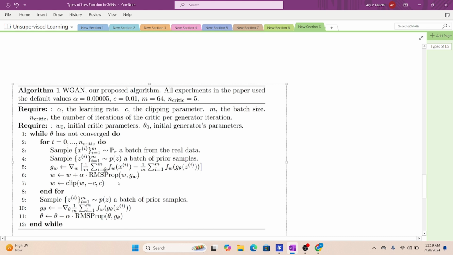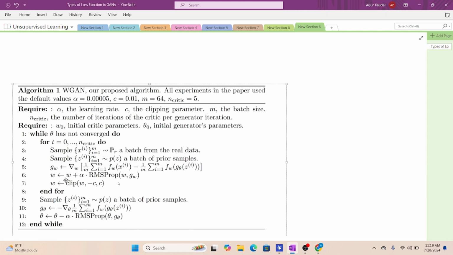We add this because we want to maximize it. So we apply alpha times this RMSProp optimizer and update the weights, and we do clipping here. Clipping means we don't want the values of the discriminator weights to be too large. We are just bounding them between 0.001 and minus 0.001, so within this range the discriminator weights should lie. If you do that, it enforces Lipschitz continuity, which is necessary.